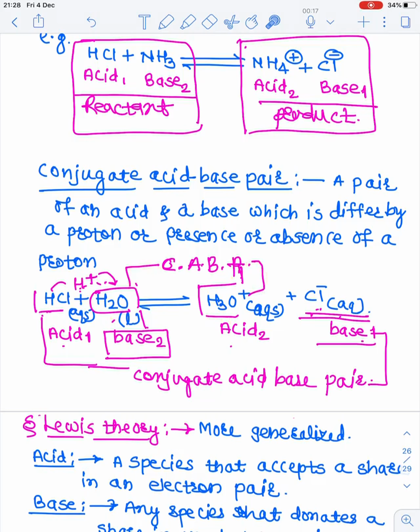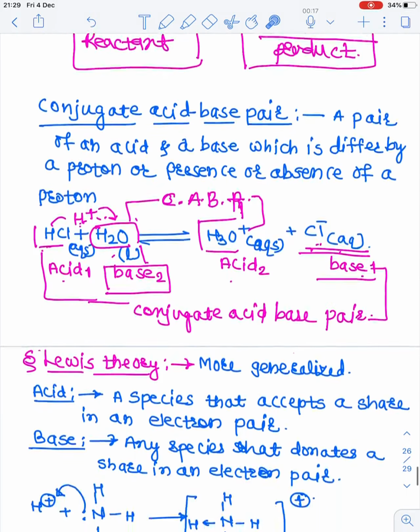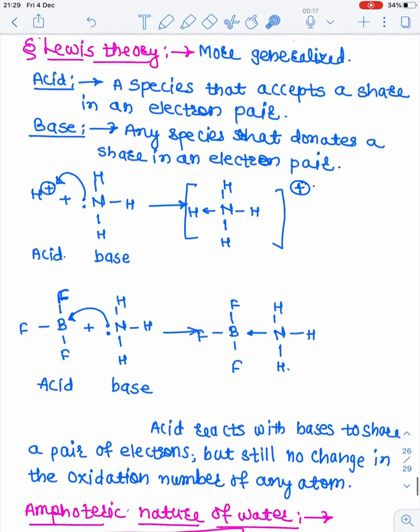Therefore we can say that a conjugate acid base pair is a pair of an acid and a base which differ by a proton, or the presence or absence of a proton, because here there is a presence of a proton, here there is an absence of a proton. Therefore this is acid and this is base, right? Thus this is the Lowry-Bronsted concept of an acid and a base, and the conjugate acid base concept according to the Lowry-Bronsted concept. Now we are going to see the Lewis theory of acids and bases.